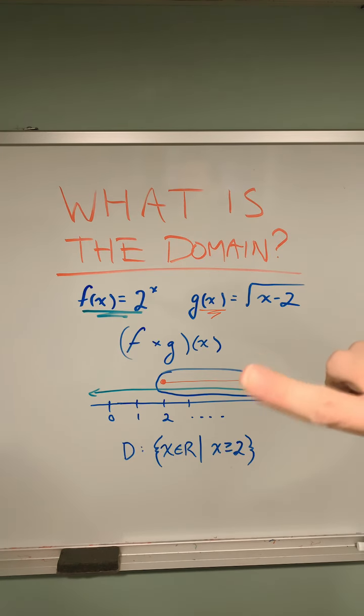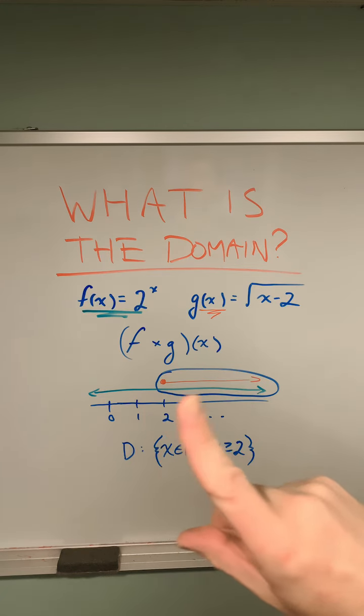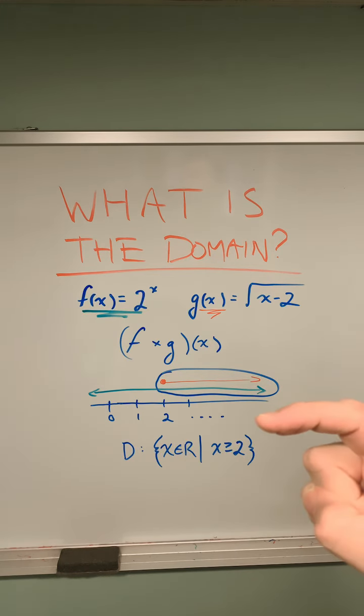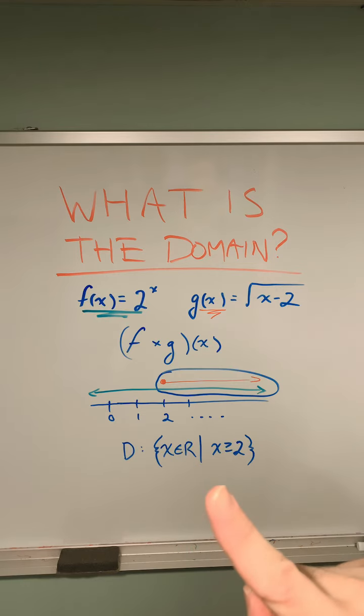Now, if I take a look at the overlap between these two domains, I'll see that anything greater than or equal to 2 is included, which makes the domain of this combined function all real x values greater than or equal to 2.